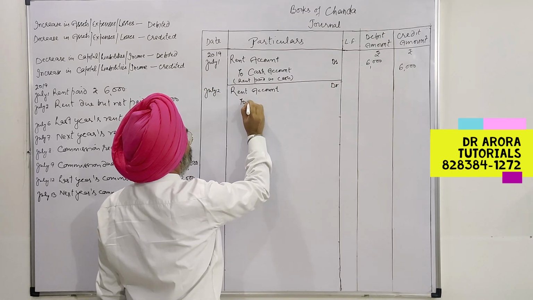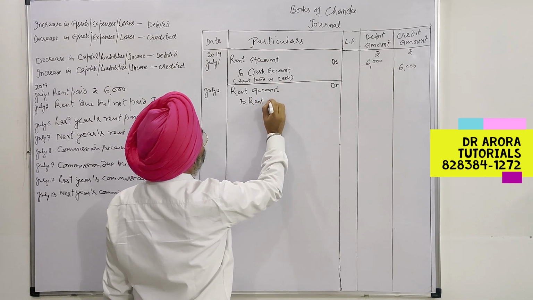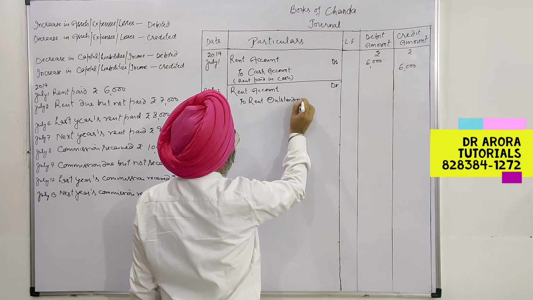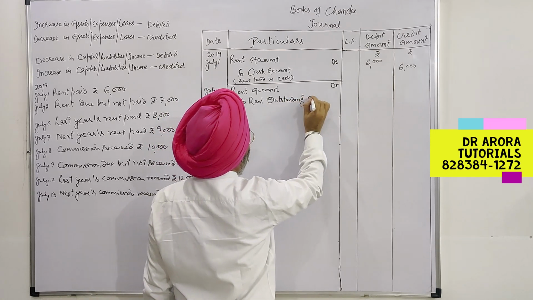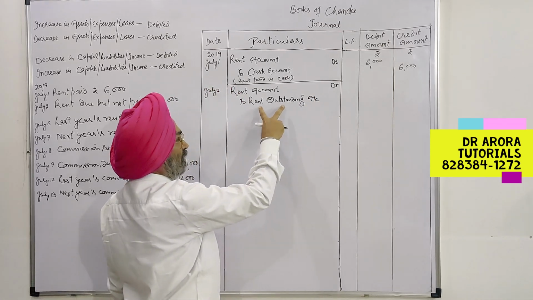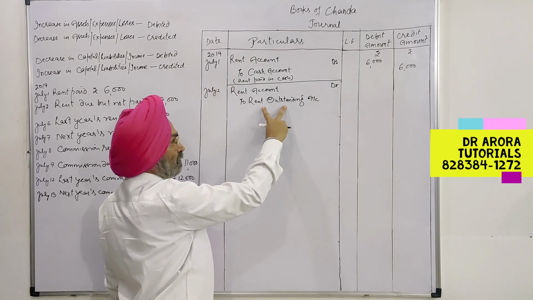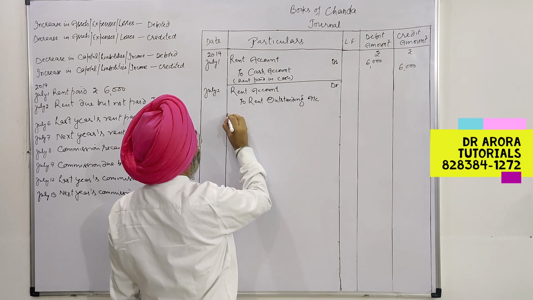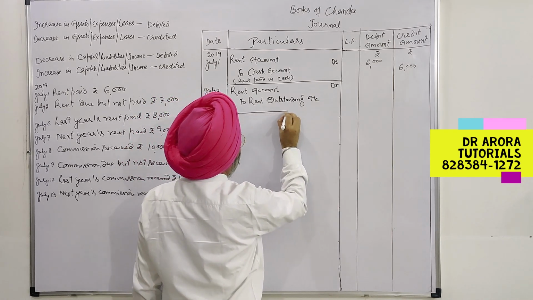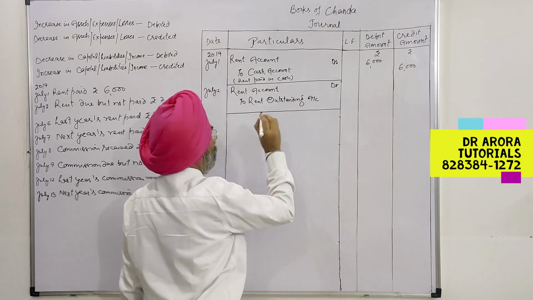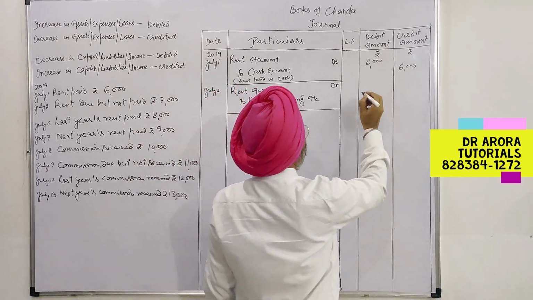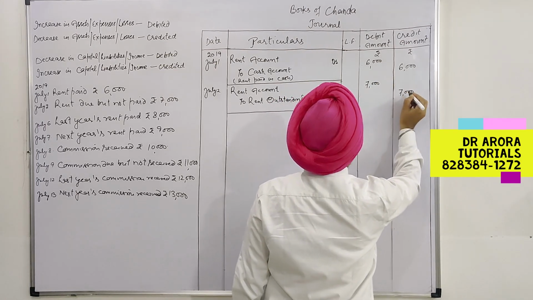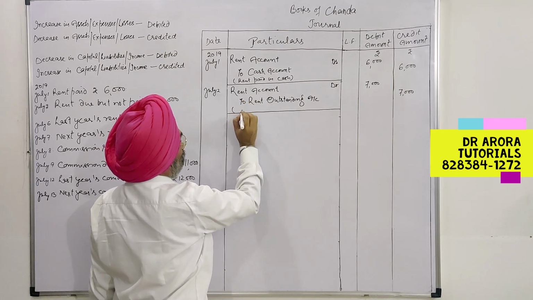So increase in expense to be debited, whether paid or payable, it is your expense. And because this is a payable, hence this is increase in liability. So increase in liability will be credited. So rent outstanding account, rent due account, rent unpaid account. By whatever name you want, you can open this account. So this is the 7,000. Increase in expense and increase in liability.